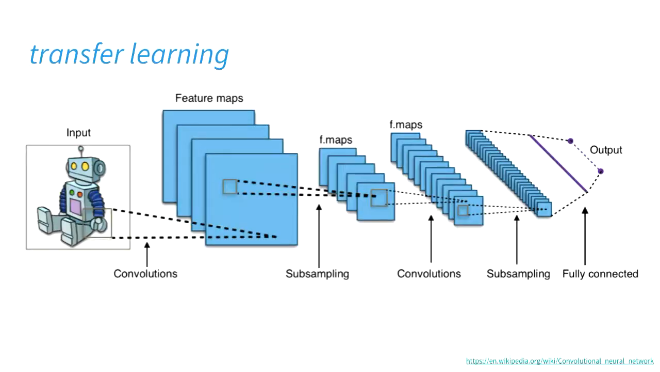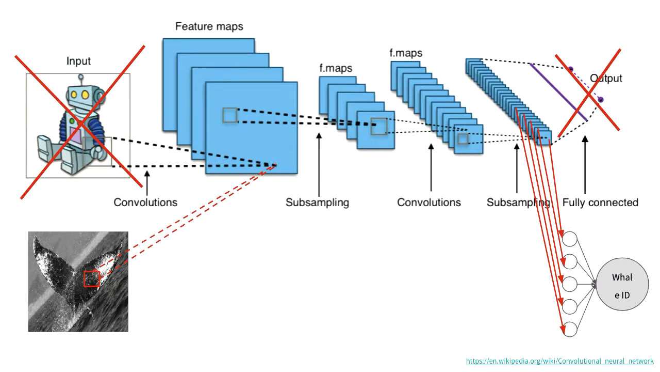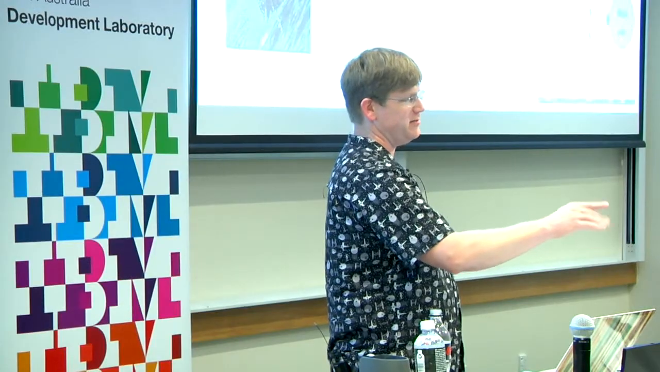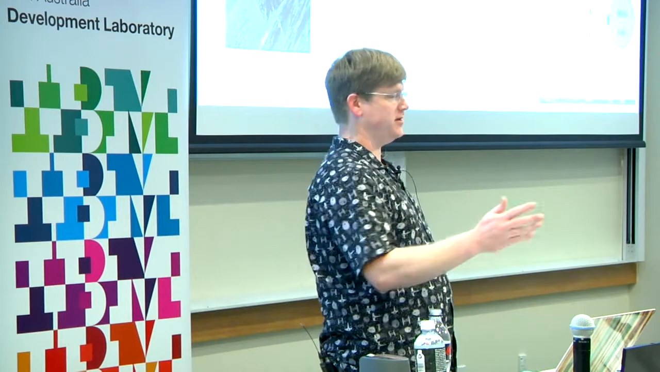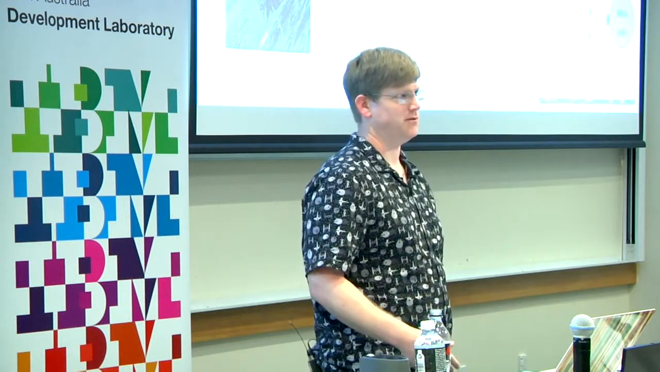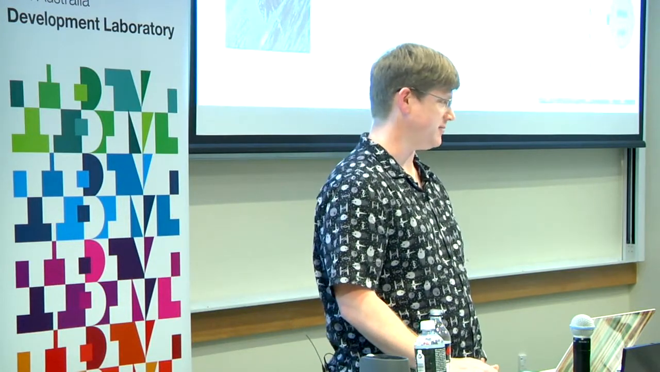So for example, here's the same convolutional network we saw before that might be used for object detection, but we can put new input in and change how the output is calculated, and we can take images of humpback whales and use it to identify individual whales, since their tails are unique. You can do this either by taking the interior weights and never changing them and just changing the fully connected layer that you put on the end, or you can wire it all up together and retrain the whole thing, and it will work that way too.